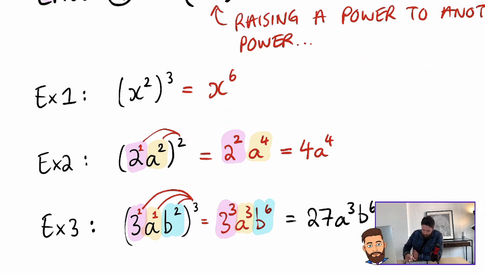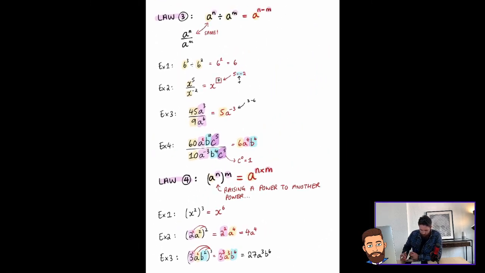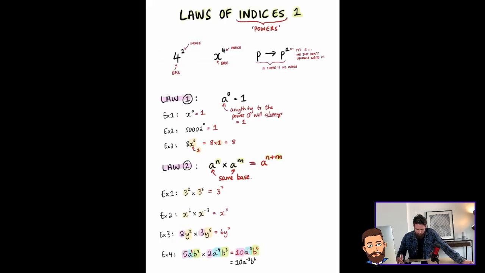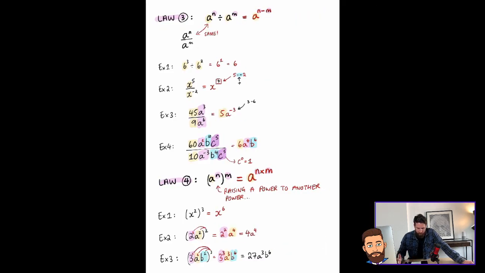Okay? So, quite a few examples that we followed along and explained there. They are the first 4 laws. If you are in higher or in a higher ability set, Indices 2 will take you into some harder laws. But everybody, no matter what set you're in, higher or foundation, need to be able to do these laws that I've just explained. These are on the foundation and on the higher paper. So if you're not even at GCSE yet, if you can get good at them now, it's going to make your life a lot easier. Easy marks in the exam.